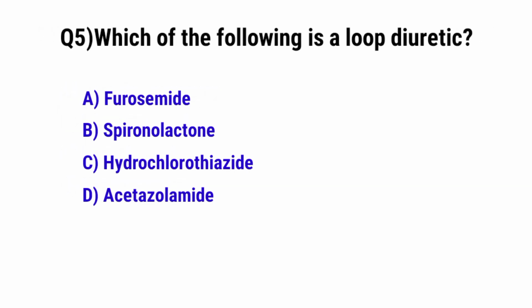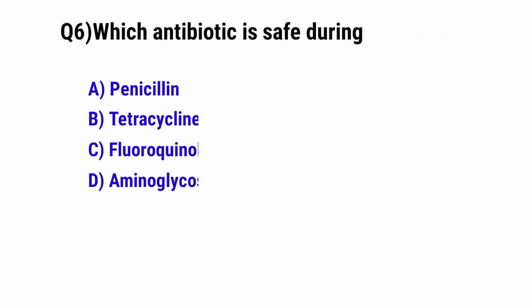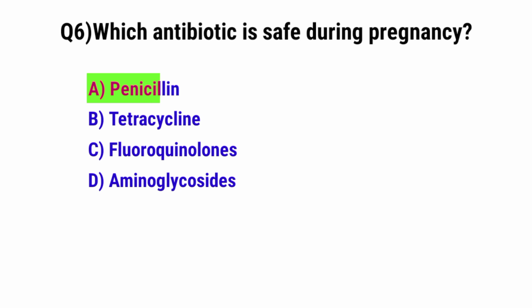Question number 5. Which of the following is a loop diuretic? The correct option is A. Furosemide. Question number 6. Which antibiotic is safe during pregnancy? The correct option is A. Penicillin.